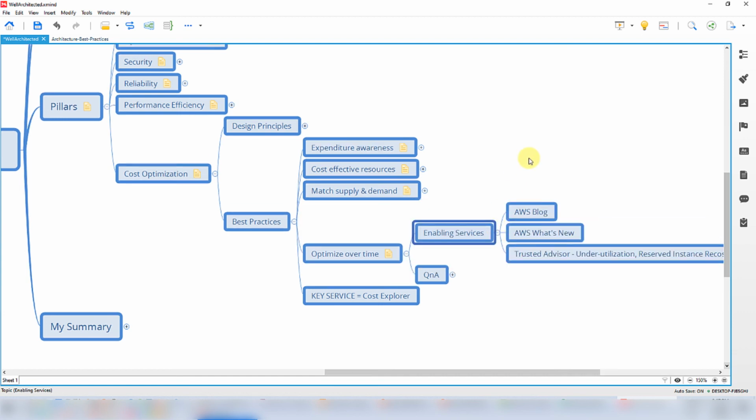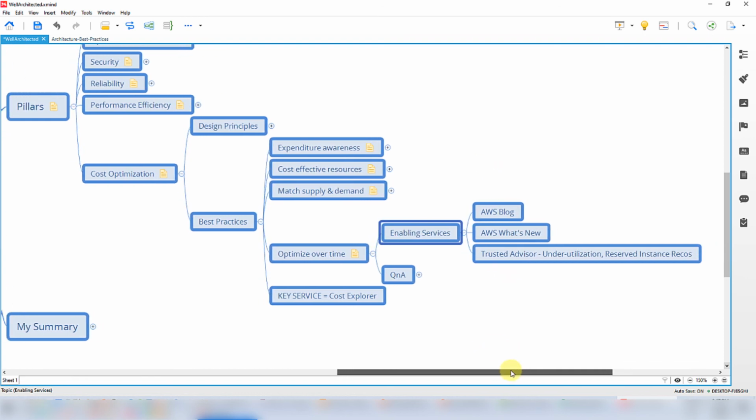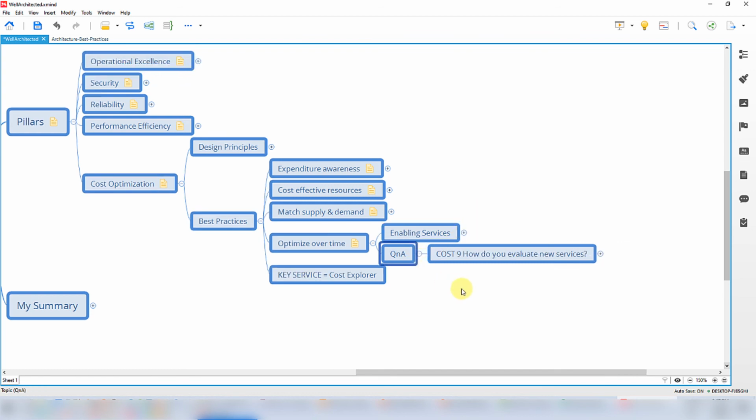Optimizing over time. Key enabling services, AWS Blog and AWS What's New, and Trusted Advisor advises about underutilized resources and gives recommendations on reserved instances. The questions driving good practices. How do you evaluate new services?